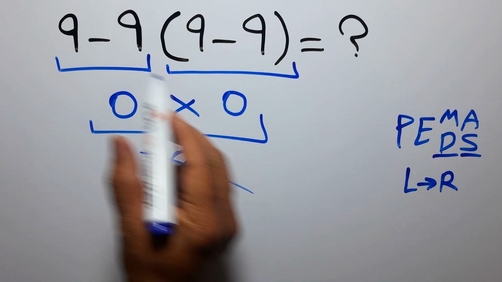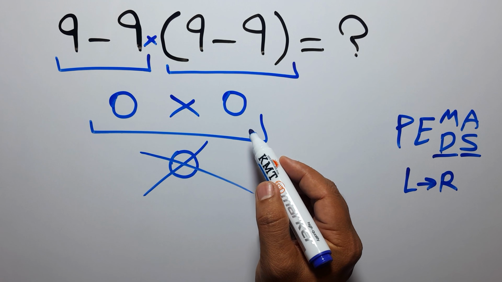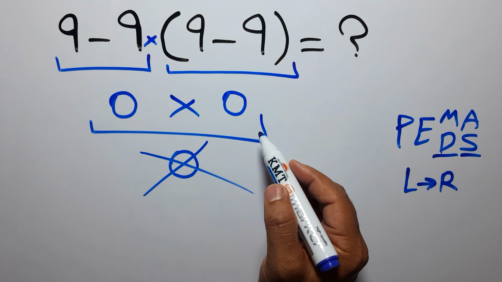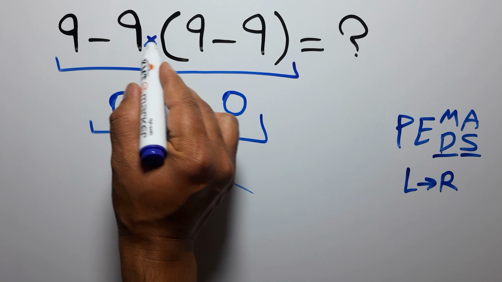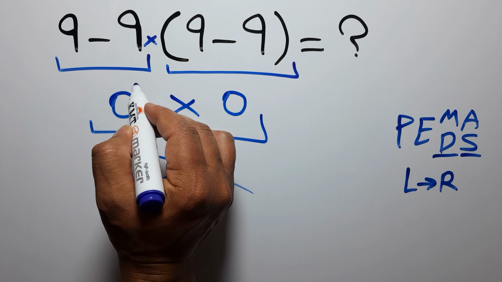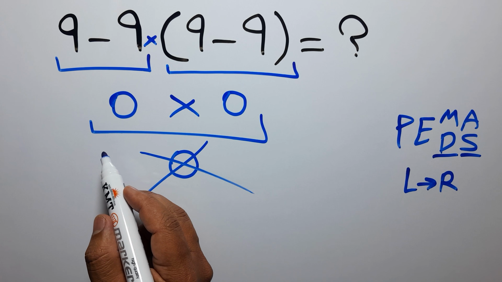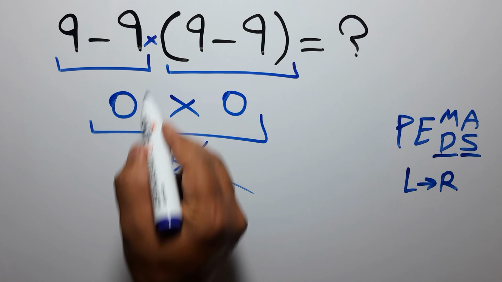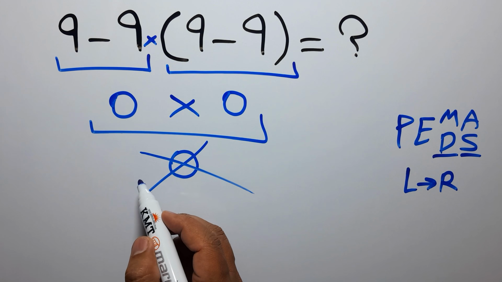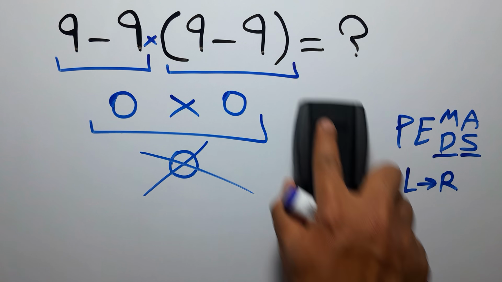In this expression, we have one subtraction, one multiplication, and one parentheses. Inside this parentheses, we have one subtraction. Here we have a multiplication, because in mathematics, when a number is placed next to parentheses, it means multiplication. And we usually don't write the multiplication sign for brevity. Okay, so according to PEMDAS, first we have to do this parentheses, then this multiplication, and finally this subtraction. If we do this subtraction before this multiplication, it is wrong.